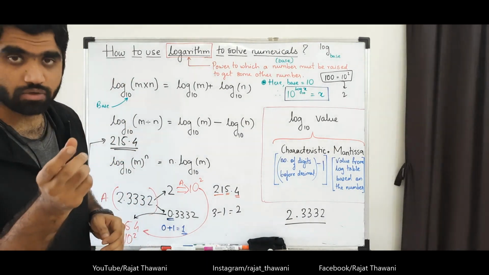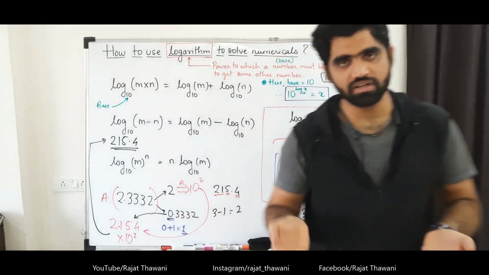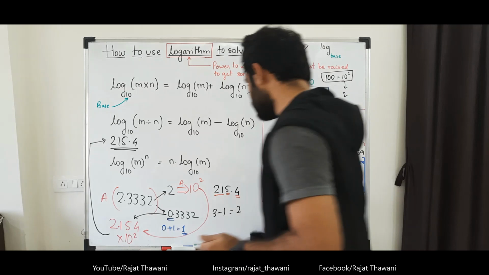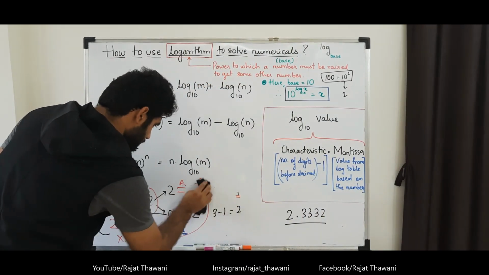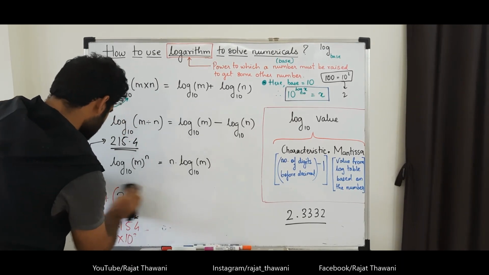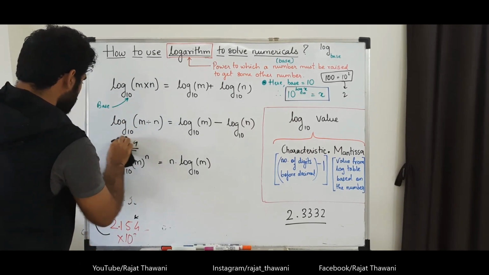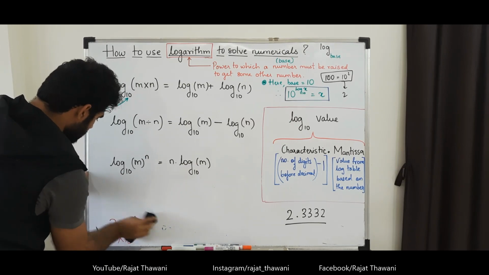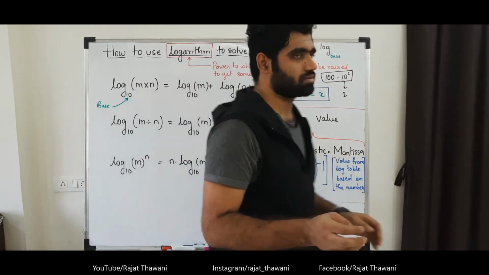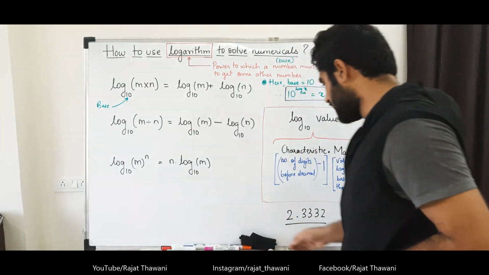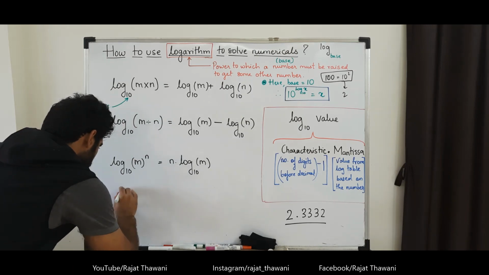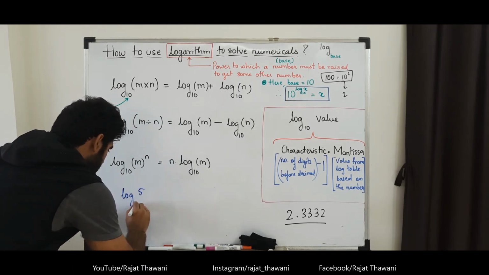Now I'll tell you what happens. Now there are 4 digits and it is fine. What happens if there is a single digit or 2 digits? How can we take the log of those numbers? In case of 1 digit or 2 digits, how will you find out the log? Just take that number and find the mantissa. The characteristic can be easily found. Like if I say to find out log to the base 10 of 5.